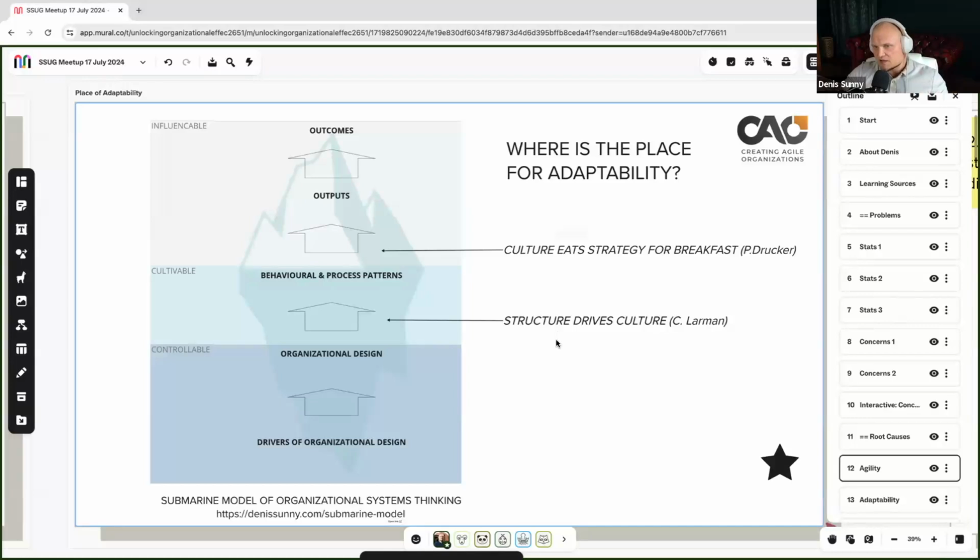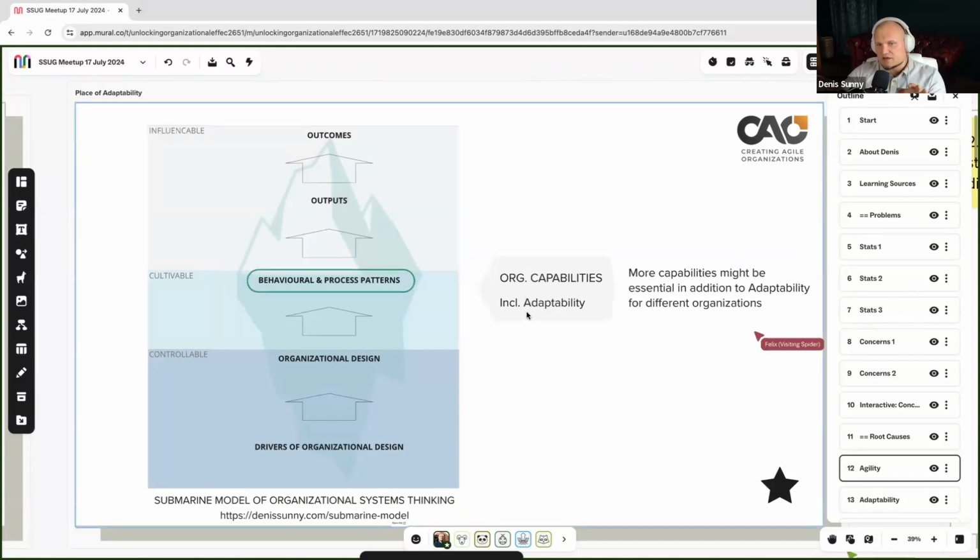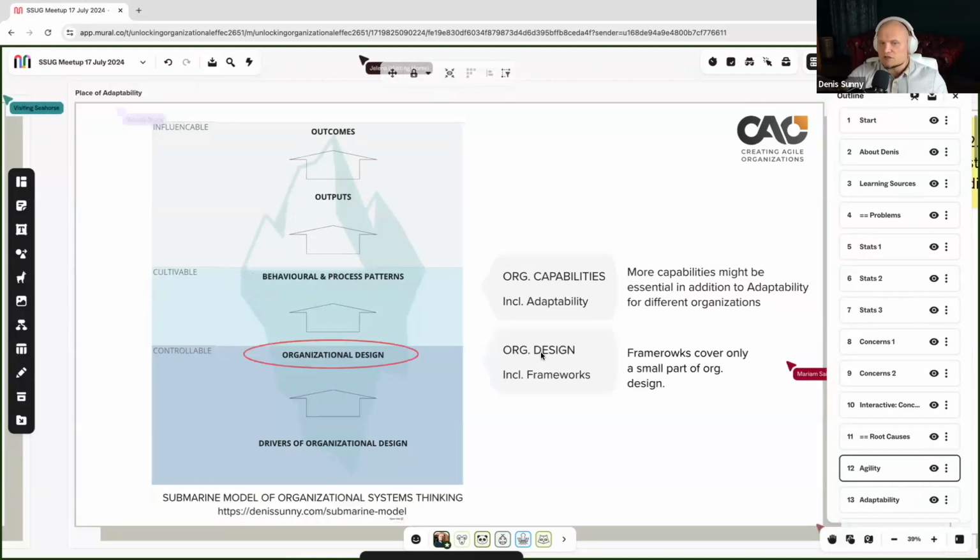Structure drives culture. This is another saying now from Craig Larman. And if we consider exactly the organizational capabilities, including adaptability, then it is residing at the level of cultivable. You cannot change it directly. And why I differentiated from frameworks, just because whatever is a framework, it's about organizational design. It's not about the behavioral and product patterns. The intent is to create those behavioral and process patterns, create those organizational capabilities, but you cannot directly change it. Whatever you do is those organizational elements which drive the creation of respective organizational capabilities.